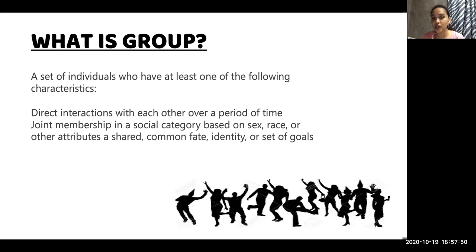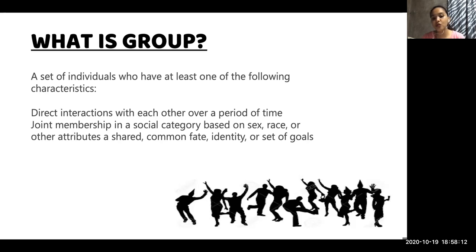Yung example ng social category on sex, yun yung sa women and men. Then yung sa gender stereotypes naman nila, yung preference ng women daw is long hair, samantalang yung sa men is short hair. And then actually do sa chapter 5, na-discuss na din yung sa stereotypes, prejudices, and discrimination.